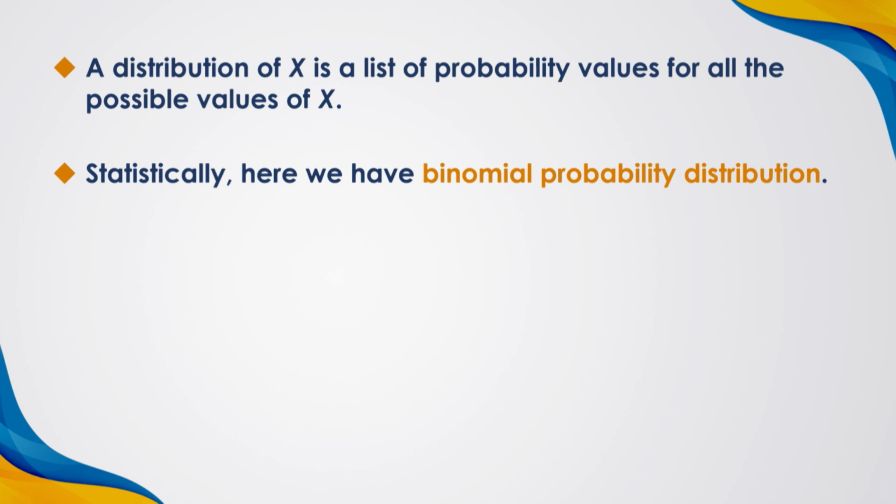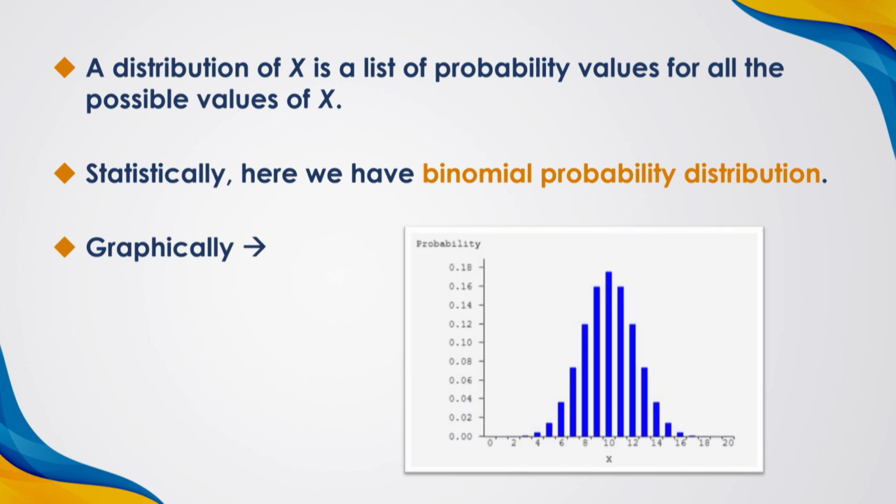A distribution of x is a list of probability values for all the possible values of x. Statistically, here we have a binomial probability distribution. Graphically, I can represent it like this. You can see that on the x axis there are values 0, 1, 2, 3, 4 and so on. For each value, a vertical bar is erected. It has different heights according to the different probability values.